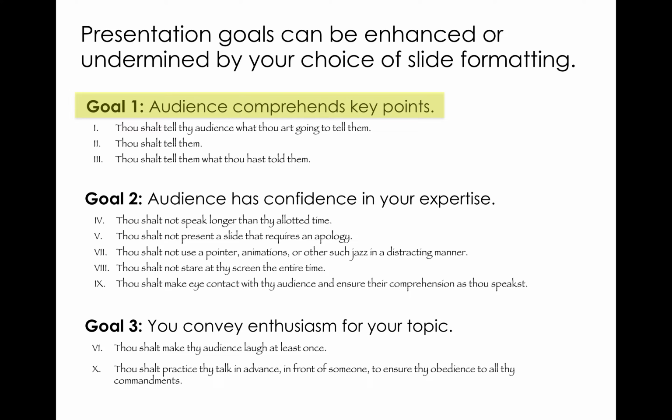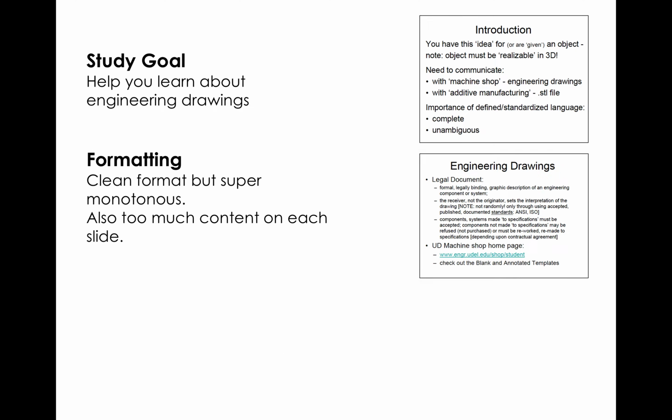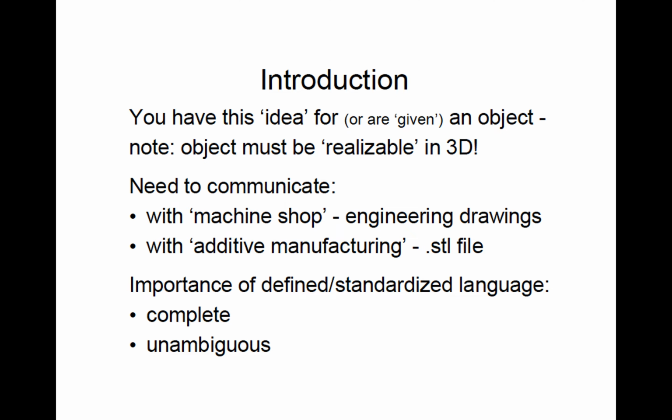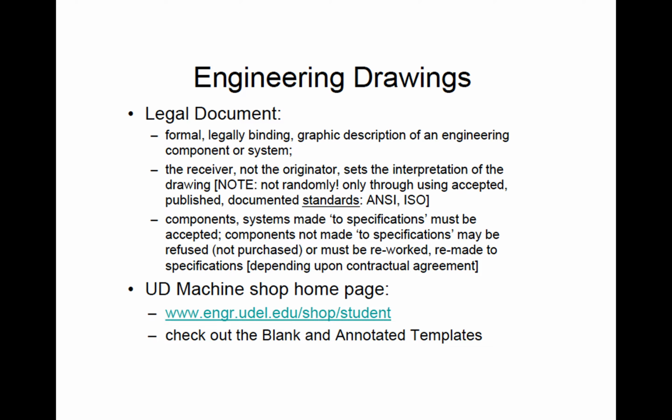Because, okay, let's look at goal number 1, audience comprehending your key points. Let's go back to this. What are the key points on something like this? Let's look at this one. This is even worse, right? I can kind of get at it maybe from these first bullet points here, but is legal documentation really of the same weight as the UD Machine Shop homepage? I don't know, right? This doesn't make sense.